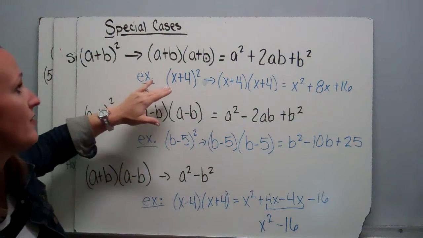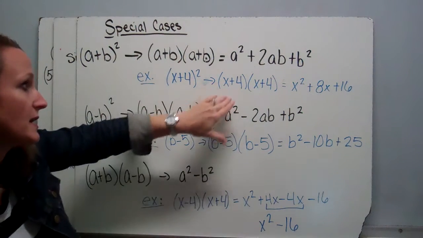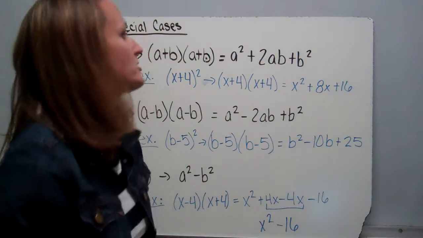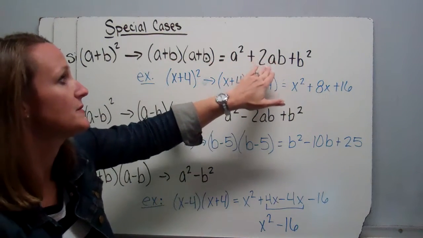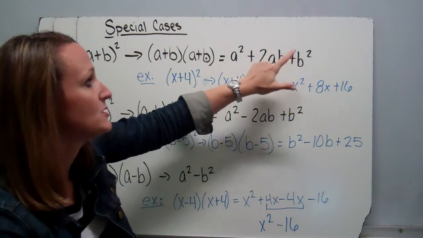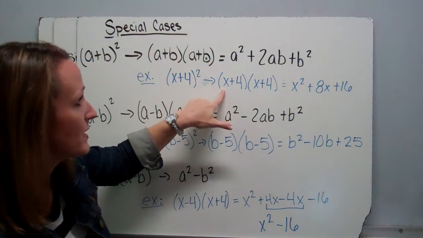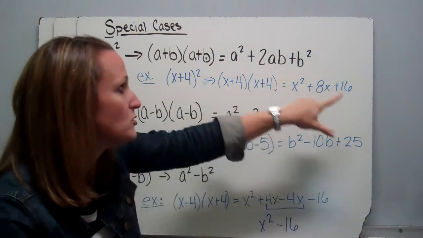For example, if we have x plus 4 squared, if we wrote that out the long way, we're saying x plus 4 times x plus 4. So here's our answer. Remember, I said that your answer would be a squared plus 2 times a times b plus b squared. Well, here's our beginning. Here's a squared, or x squared. And if you look at the end, b squared, so 4 squared.